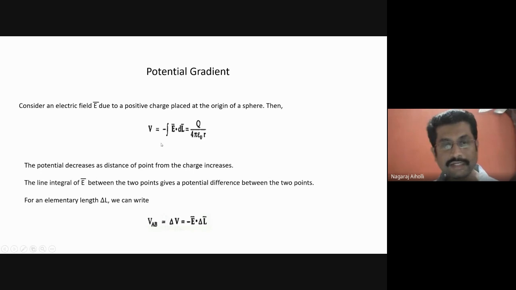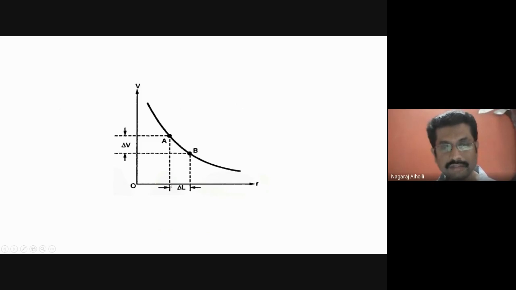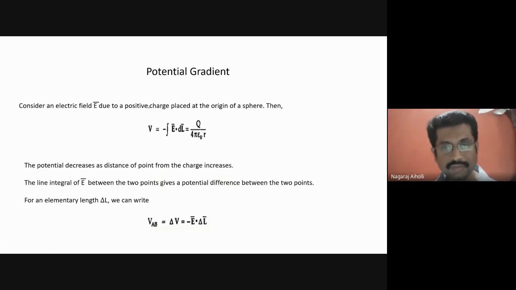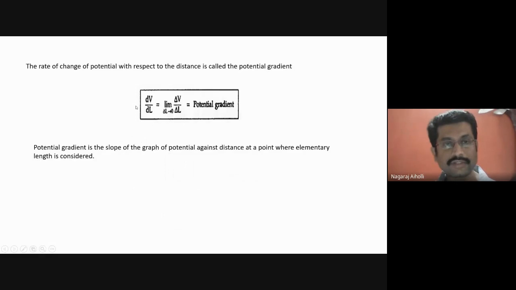Now why am I not taking the integration here? I'm not taking the integration because it is for a small length. We are taking a very small difference between A and B for a point charge, and hence we are not integrating. If you want it for the entire length of this curve, then we have to integrate from the source point to the destination point. So we got this equation here. Then later, what is potential gradient? That is the definition of potential gradient.